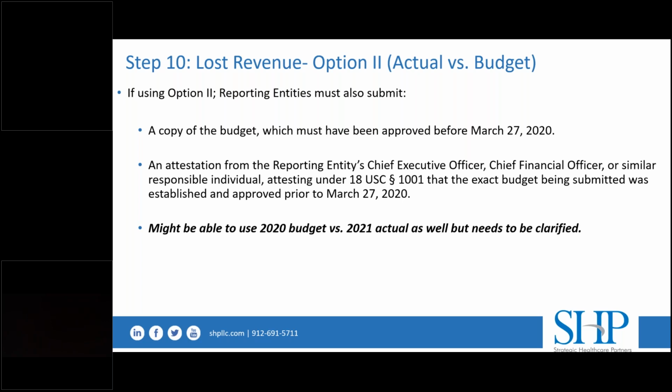But for most everybody else who will not have established a budget, my guess is that applying 21 actuals to that same 2020 budget to accumulate lost revenues into 2021 will be the answer. But I don't have that in an FAQ, and we'll continue to monitor for that or ask that question on our own. For this one, go to that next slide.